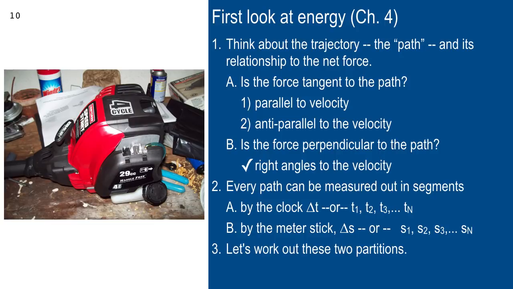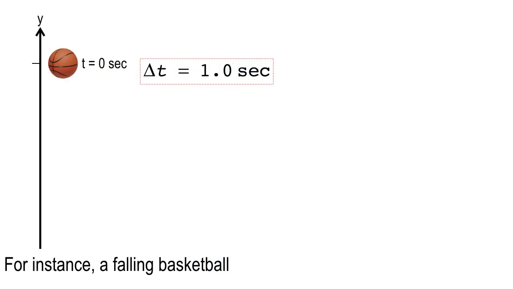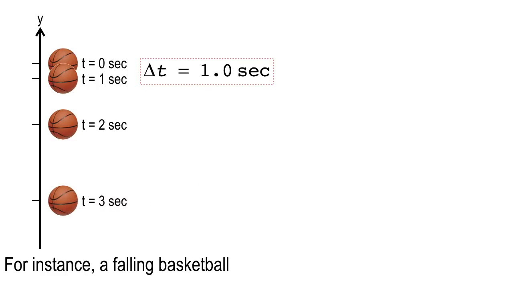Now, the trajectory that we're going to work with is a straight down free fall trajectory. We've already done this one, a falling basketball. All right? Now, it's got a vertical trajectory. After 1 second, it's going to fall a certain distance. After 2 seconds, it's going to be a little bit further down. After 3 seconds, even further down than that. All right? So it's falling in a straight line. Okay, so this is a simple path.